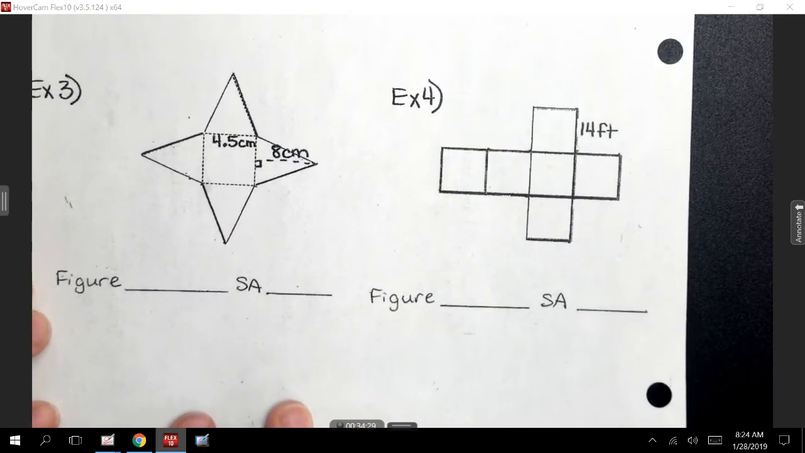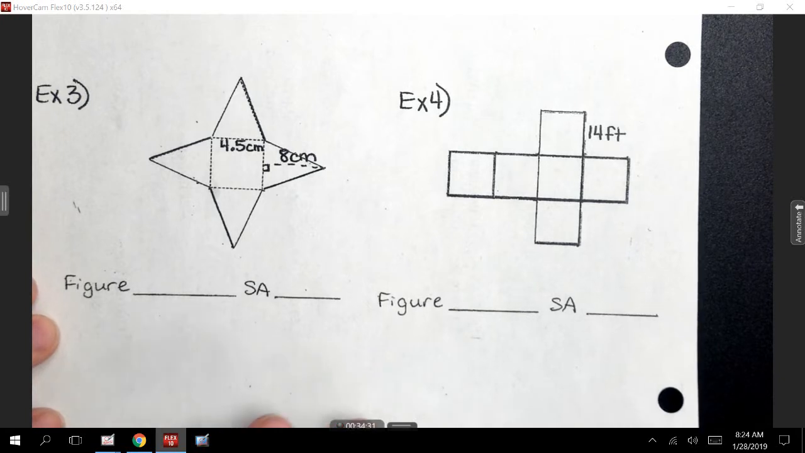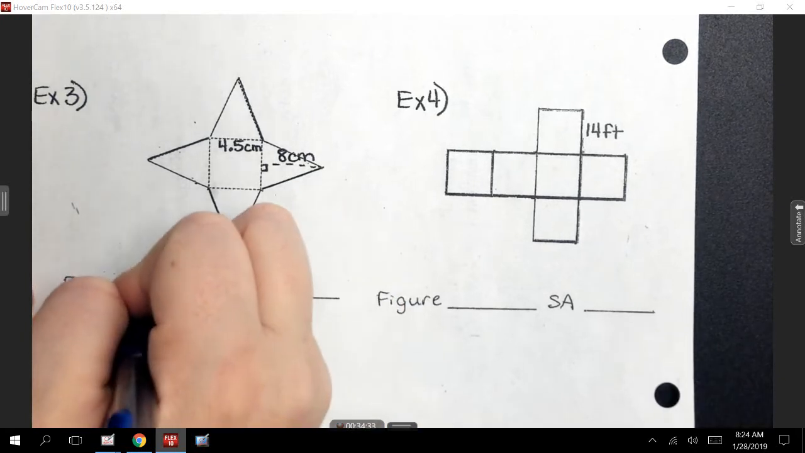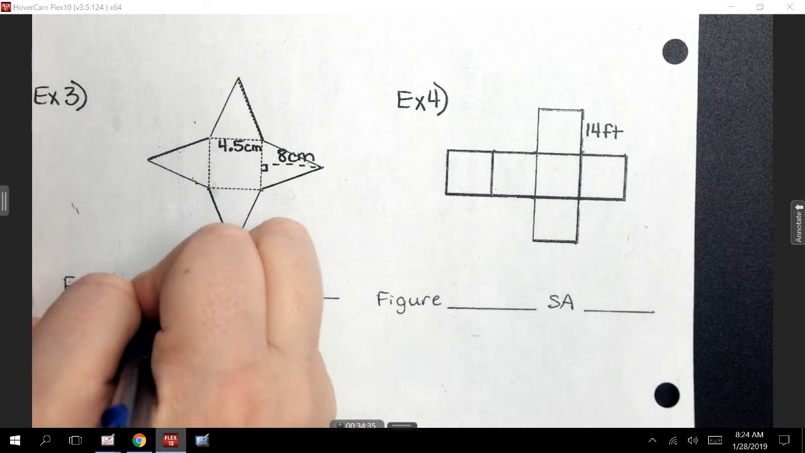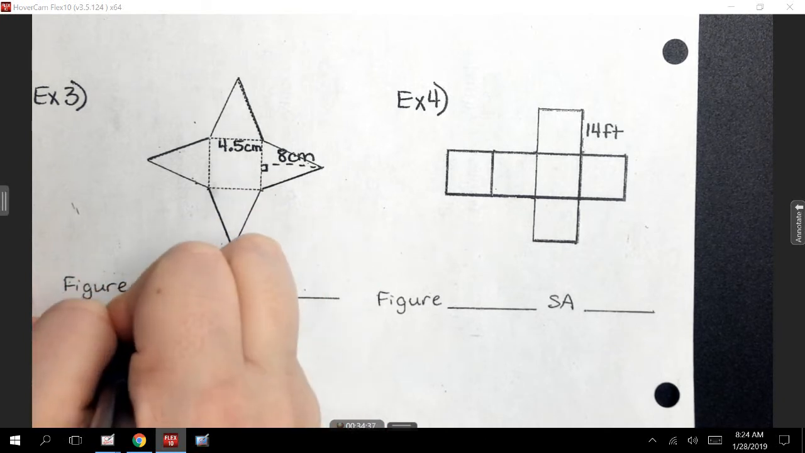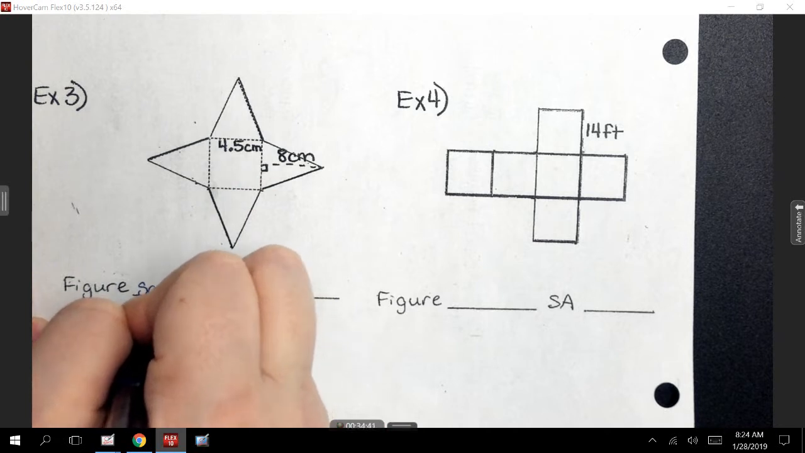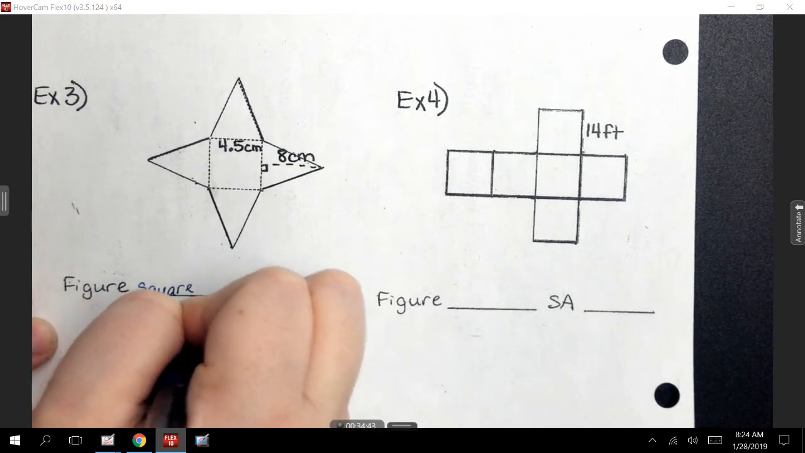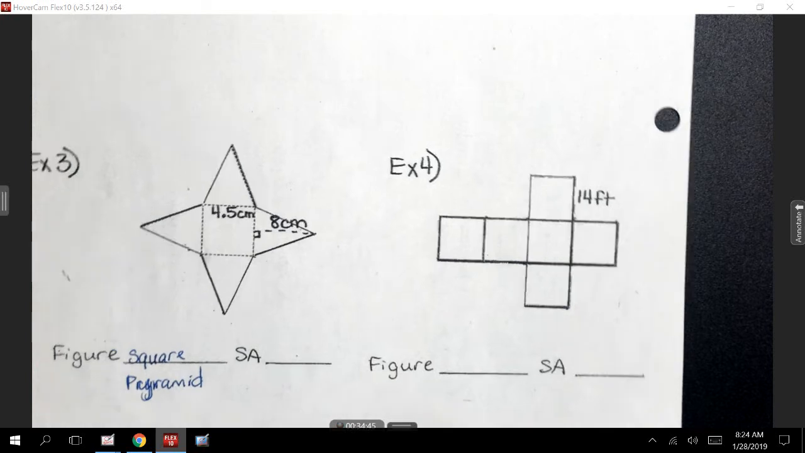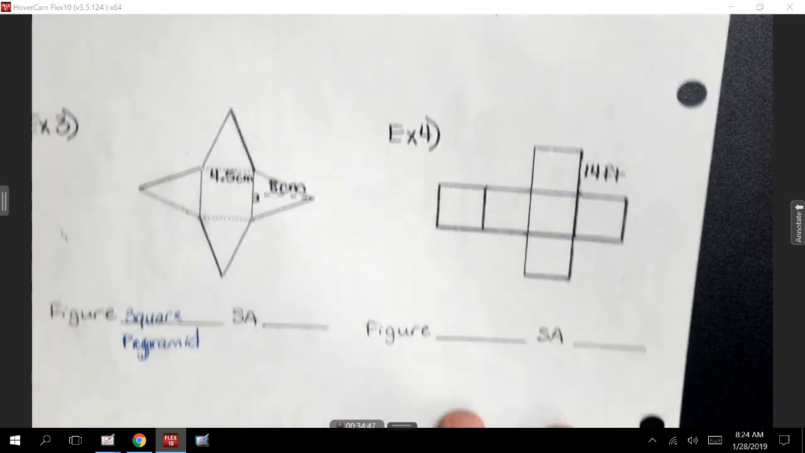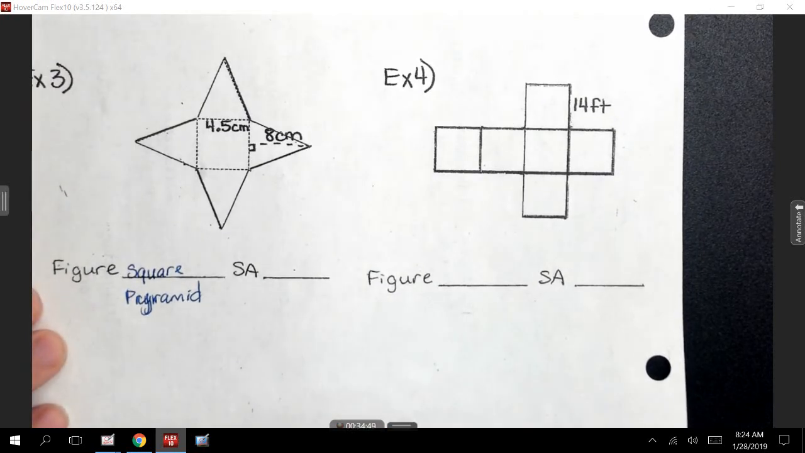Number 3. Before I forget to name it, what type of figure is this one going to be on number 3? Joseph? A square pyramid. Pyramid. My spelling is a little questionable today, guys. All right. How did you know? Well, it looks like we're going to assume it's a square since it gives information. All right. So how many different shapes do I have on this one? How many different shapes do I have here?